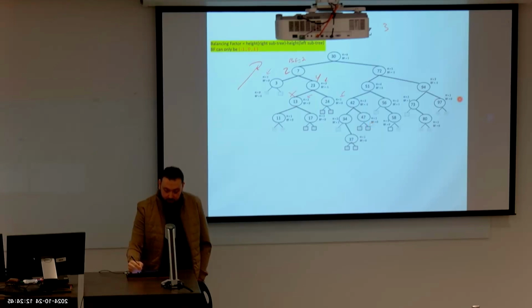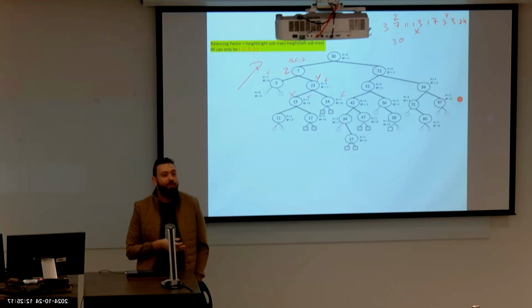3, 7, then what? 11, 13, 17, 23, 24, and then what? 30. Okay. So what are you going to do? You need to label what's your Z, Y, and X. Z, Y is 23, X is what? 13, X. See, now we're doing it slowly, step by step, very boring.